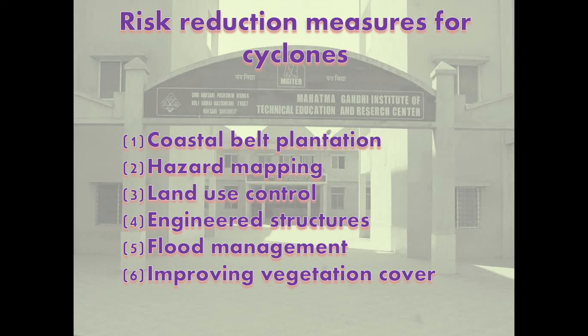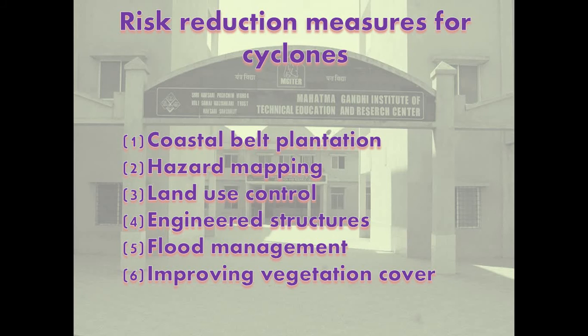Next is flood management. Torrential rains and strong winds lead to flooding in the cyclone-affected area. There are possibilities of landslides too. Flood mitigation measures could be incorporated. Improving vegetation cover: the roots of the plants and trees keep the soil intact, prevent erosion, and slow runoff to prevent or lessen flooding.